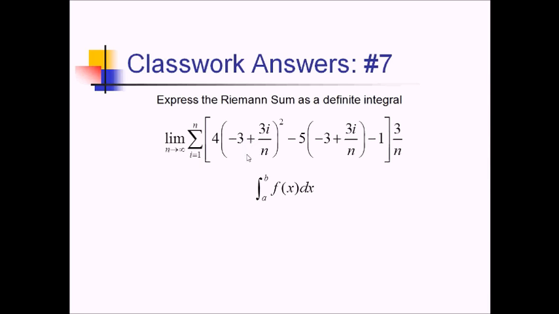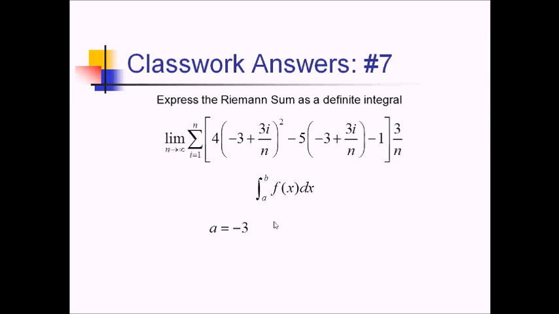So then my function is going to be 4x squared minus 5x and then minus 1. Now I just need to find my limits of integration. First limit is going to be whatever number is being added to the something over n in that x value there. So that's going to be negative 3 for the a value.